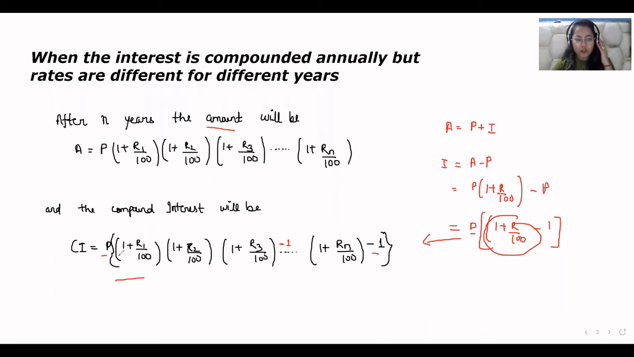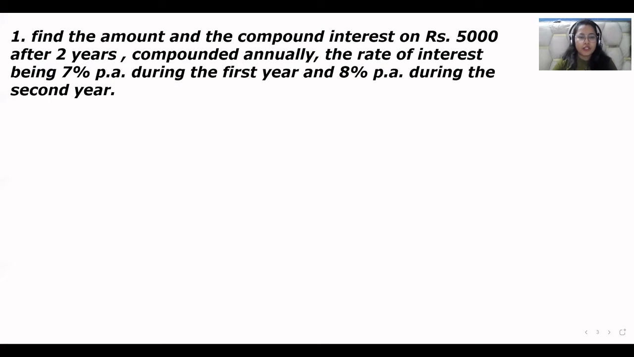Now let's move forward to the questions and learn how to apply these formulas. Read our first question: Find the amount and the compound interest on rupees 5,000 after 2 years, compounded annually, the rate of interest being 7% for the first year and 8% during the second year. What is given? The principal is 5,000, the rate for the first year is 7%, and the rate for the second year is 8%.